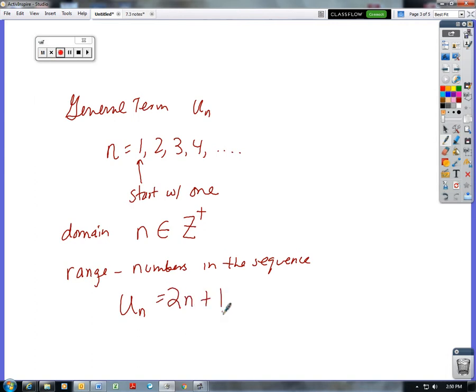An example of a general term would be something like 2n plus 1. So what would you start with? You'd start with n equals 1, so that would be 2 plus 1 is 3. Then you'd plug in n equals 2, so that's 4 plus 1 is 5. And 3 would be 6 plus 1 is 7. At this point, you could probably see a pattern here. These are going up by 2, so it'd be faster to just add 2 to each one and keep on going.